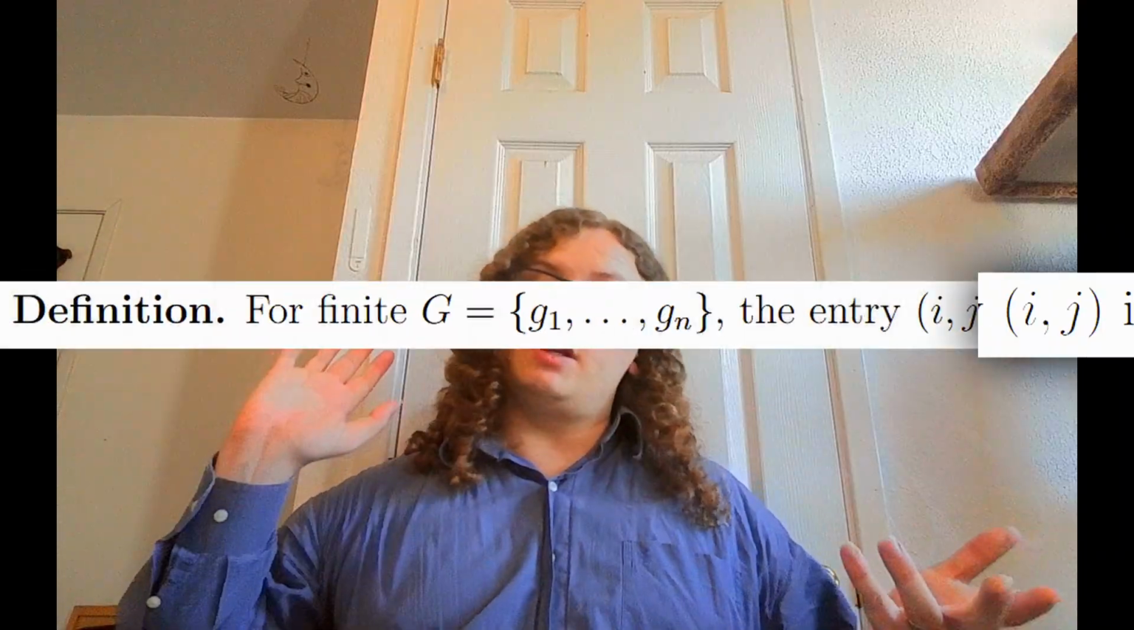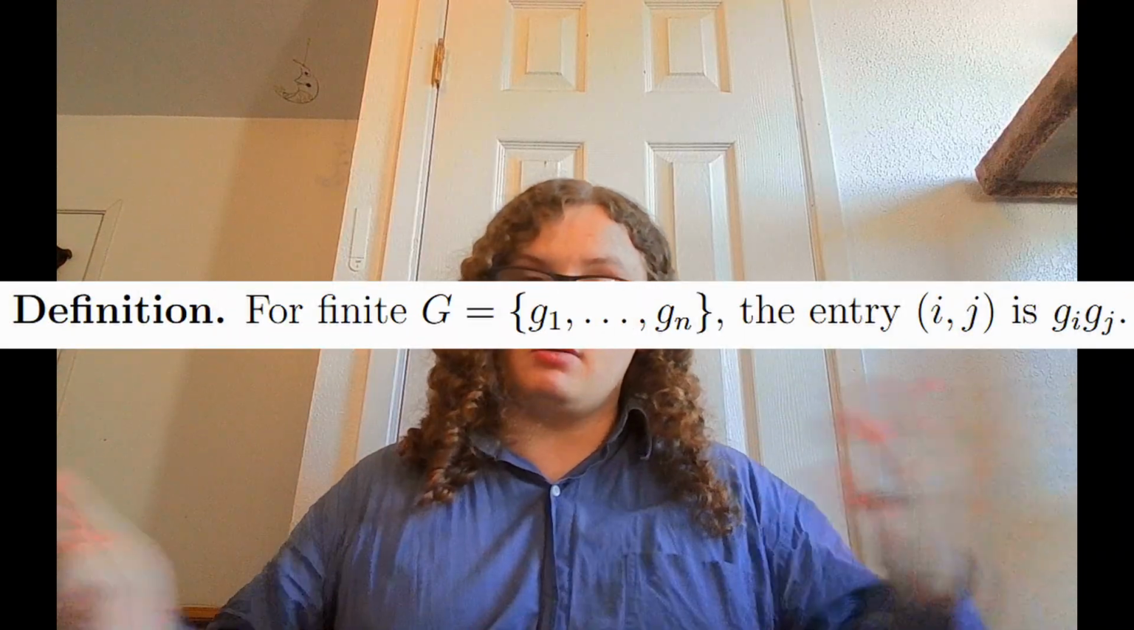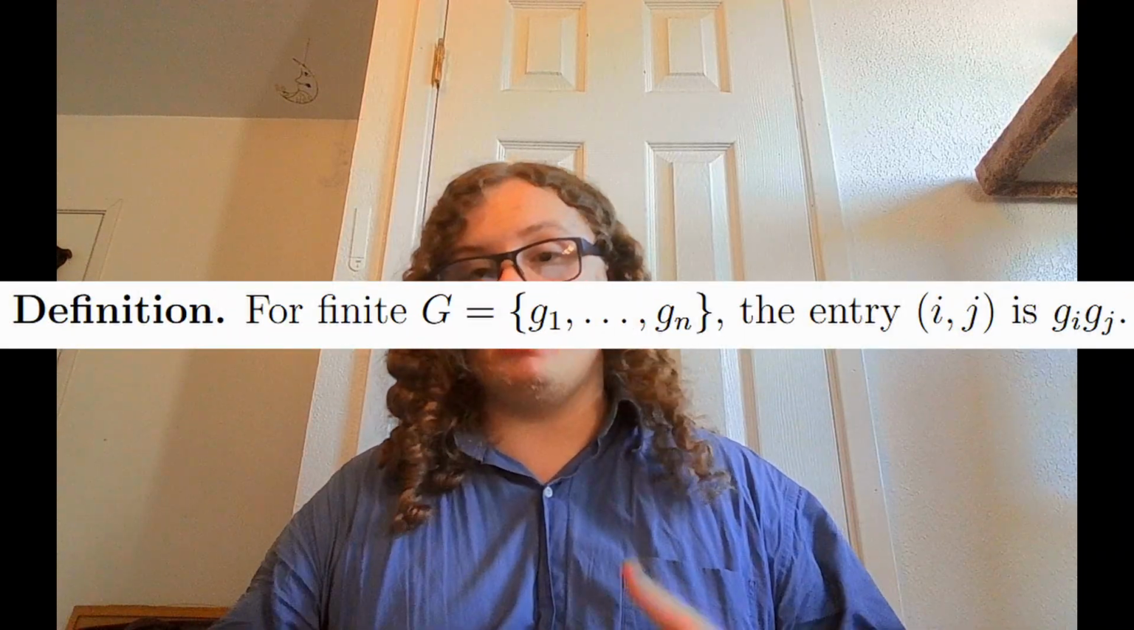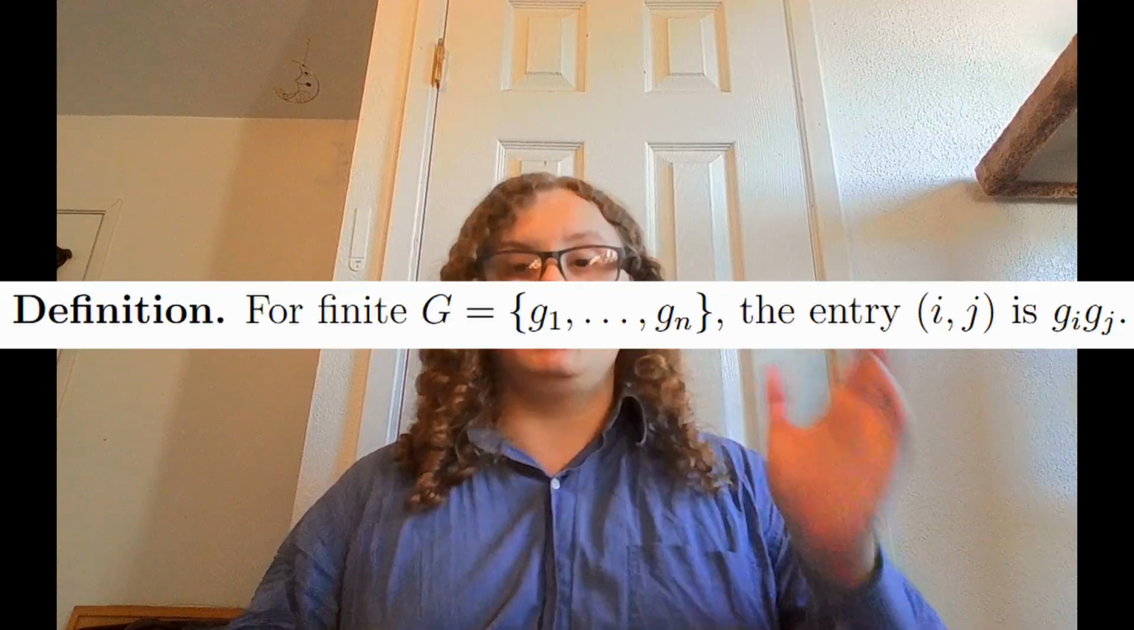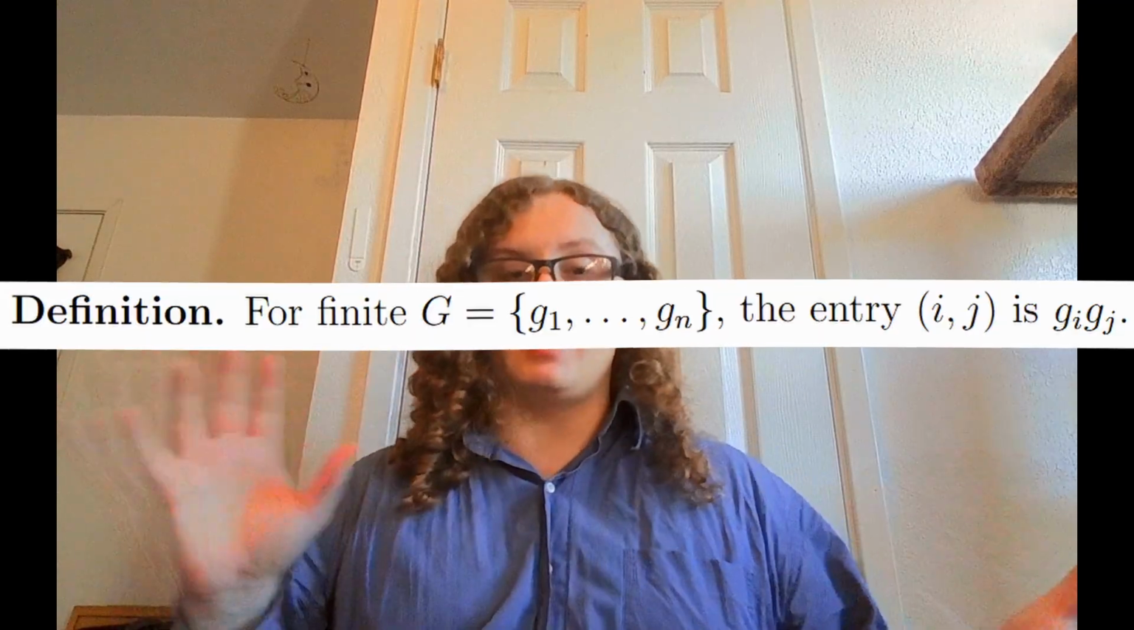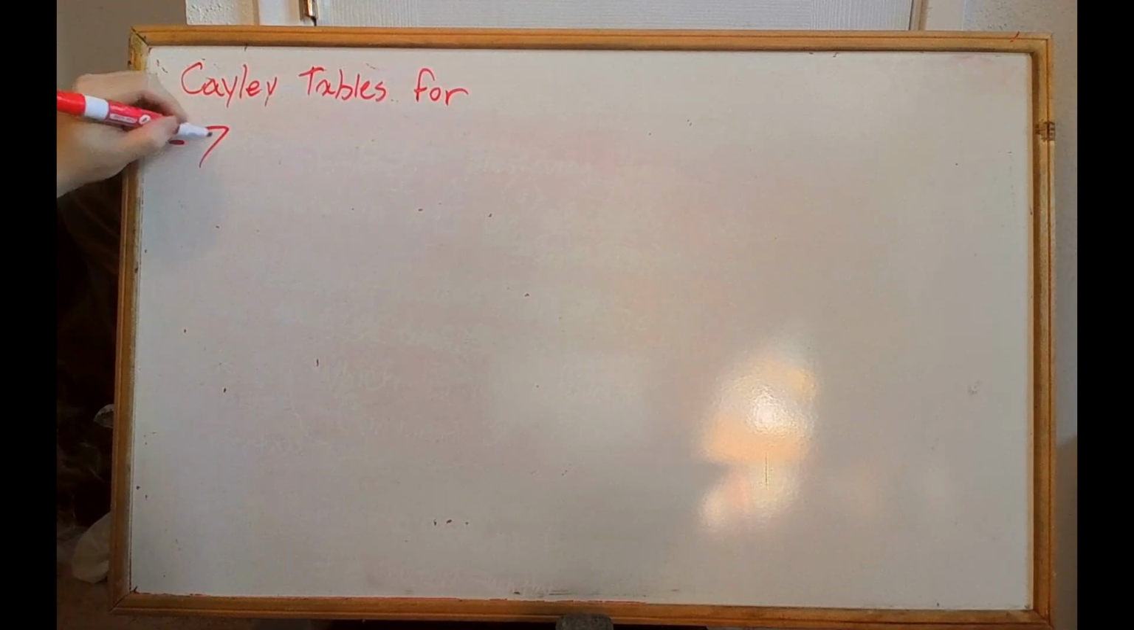For example, if your group has 10 elements, then the Cayley table will have 100 entries, 10 across, 10 down. We arrive at this definition for finite G in the set from g1 to gn: the entry ij is gi times gj. Here is an example of a Cayley table for the integers mod 6 under addition.